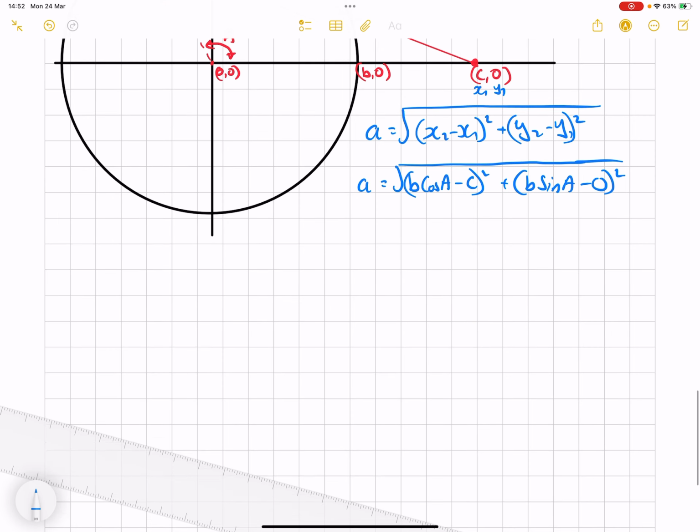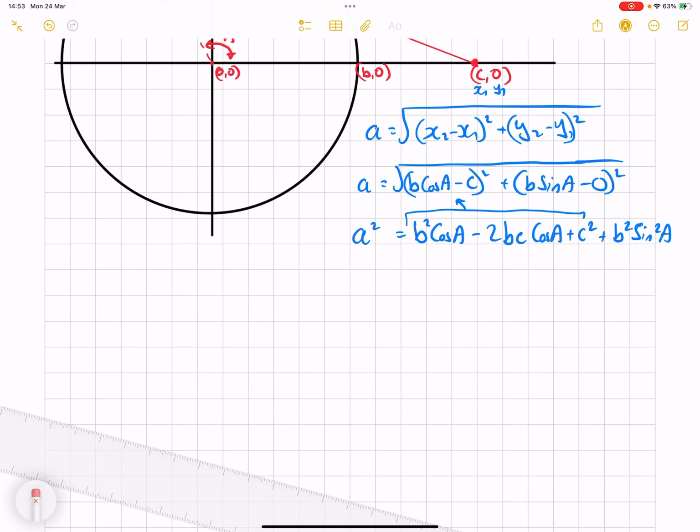Okay, I'm going to stay expanding down, so square both sides to get rid of that square root. b cos a squared, b cos a by b cos a is b squared cos squared a, minus 2bc cos a plus c squared. So that's the expansion of just this first bracket here. And the expansion of the second one will just get me b squared sin squared a. Okay.